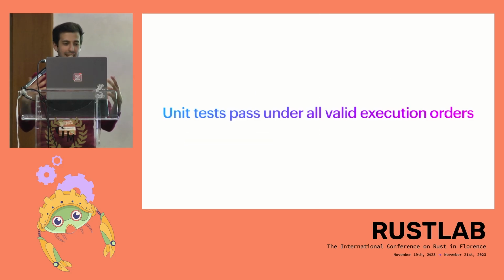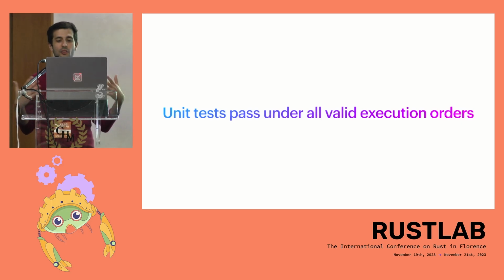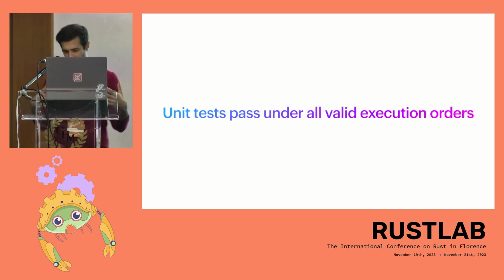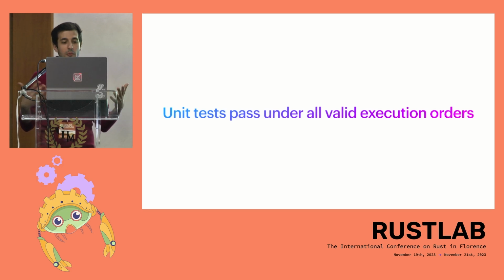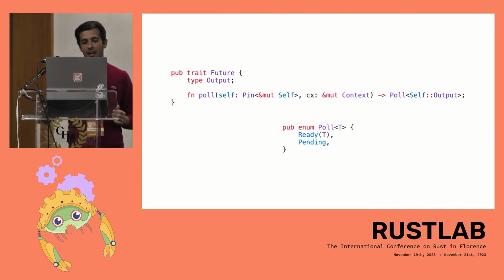And so yeah, the key idea with this is that the property that we want to assert is that unit tests pass under all valid execution orders. We want to ideally be able to scramble the order of all the valid execution orders of a certain future and be able to verify that our test passes. So in order to do that, let's take a step back and look at how futures work in Rust.